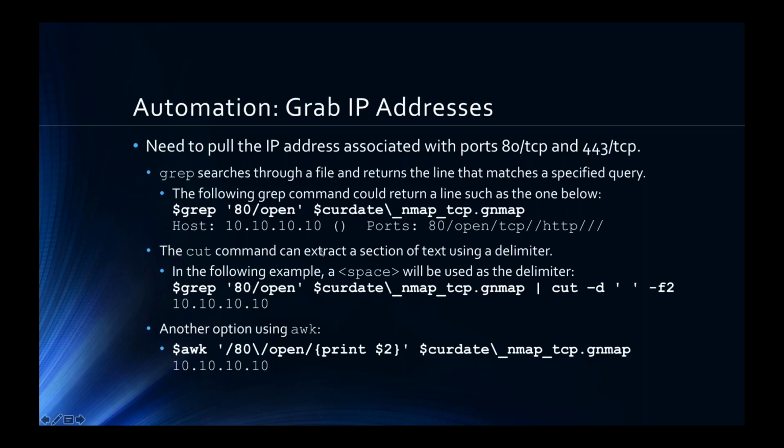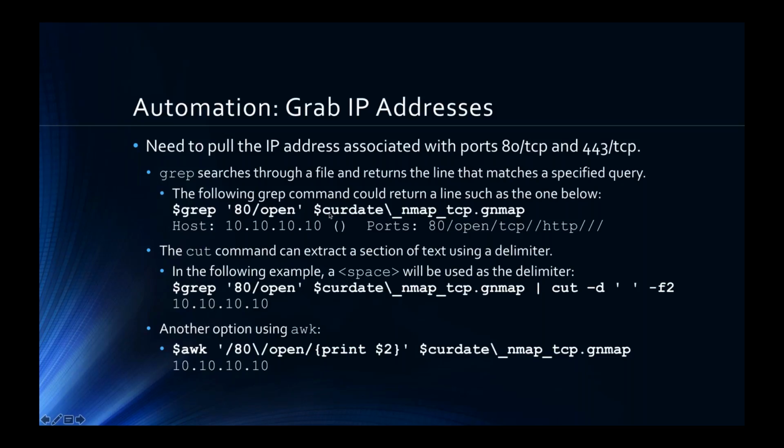So in this case, we're going to leverage grep to search through the nmap results that are in the greppable format, and we're going to initially look for port 80. We can grep for 80/open, which is the syntax that is used within the greppable format of nmap's output. And we're going to then specify the file that nmap outputted in the greppable format.